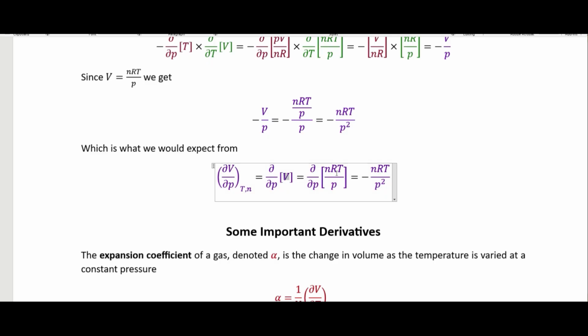So we put the V in here. We substitute this in for V, and we end up with the negative nRT over P squared. And so we can see that this cyclic rule does actually work, even if it is an abuse of notation and all those other things that my math colleagues told me about. It still ends up working, and so that's why people keep using it.